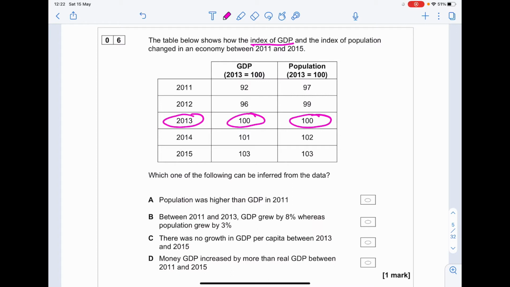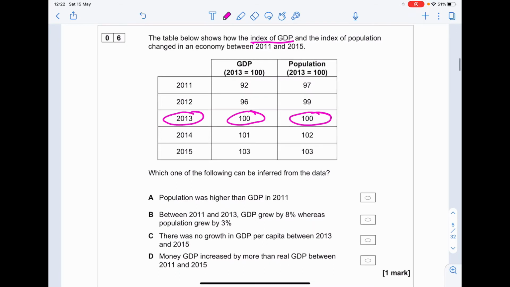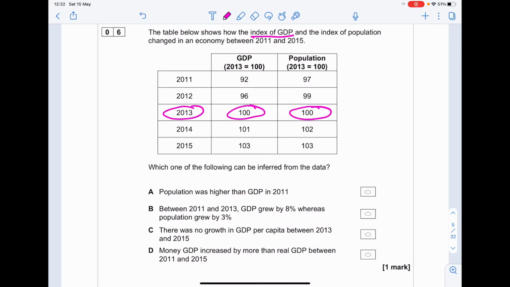And if the number goes down the following year, it's going to be less than 100, and you work it out percentage-wise. If it goes up, it's going to be more than 100. So what we'll do is we'll go through the answers to sort of explain what's going on with them. So the population was higher than GDP in 2011. Well, that's just a load of rubbish, because the GDP is going to be in billions of pounds and population is numbers of people. So it can't possibly be that.